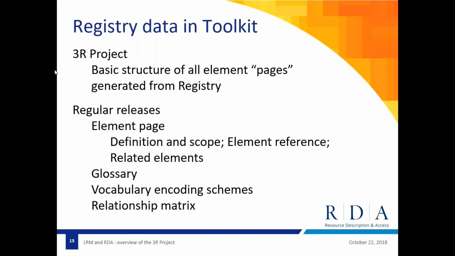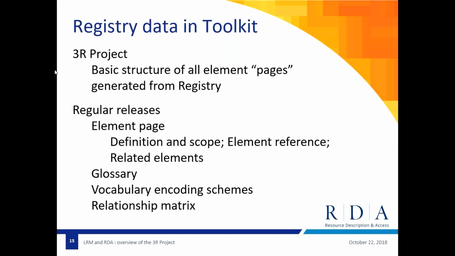So how do we use this data within the toolkit? Within the 3R project, the good news is we did not handcraft 1,700 element pages. That's not what we've been doing for the past year. What we've done is we've generated at least 800 or 900 of those pages automatically from the registry, because the instructions, for example, for X designators are all the same. And so we've been able to use a mixture of templates and RDA reference in order to automatically generate the content of these basic pages.